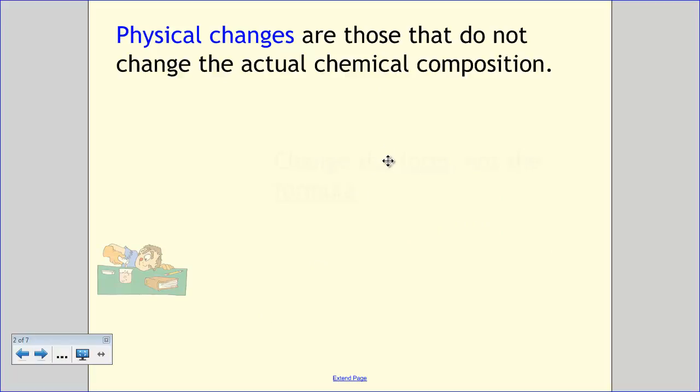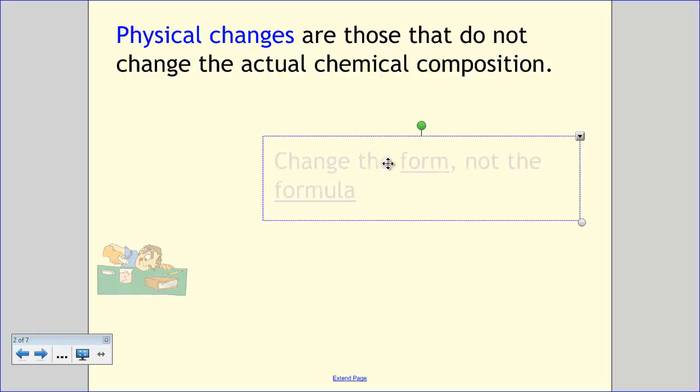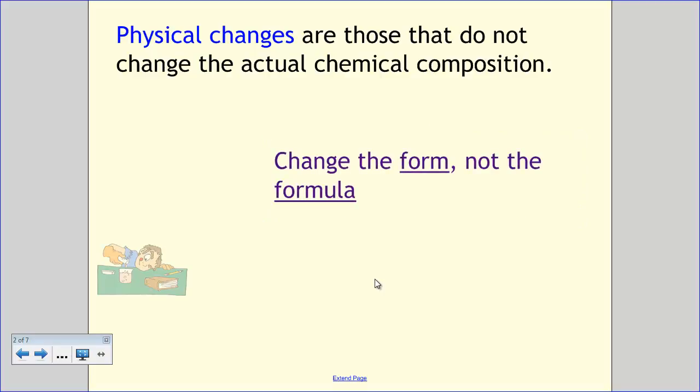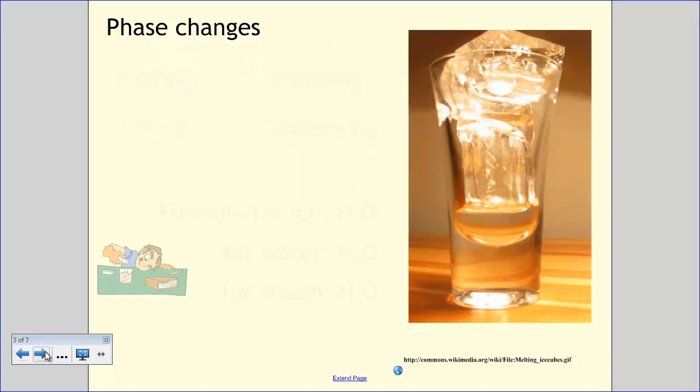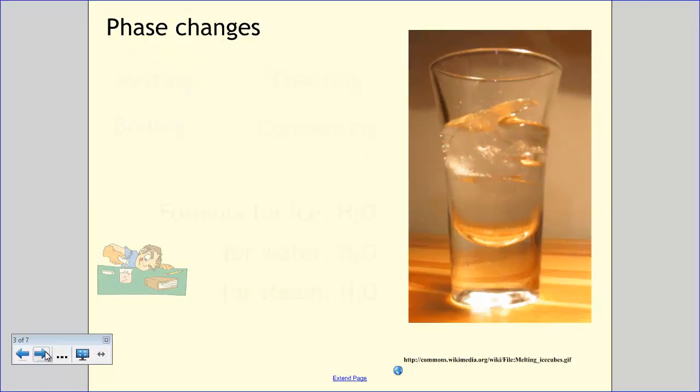So we're going to talk about physical and chemical changes. First off, physical changes are those in which the actual chemical composition of whatever we're doing the changing to doesn't actually change. In other words, it's the same chemical at the beginning as it is at the end. And an easy and succinct way to state this is that we change the form but not the formula. Okay, now what does that mean? And here's an example of what this means.